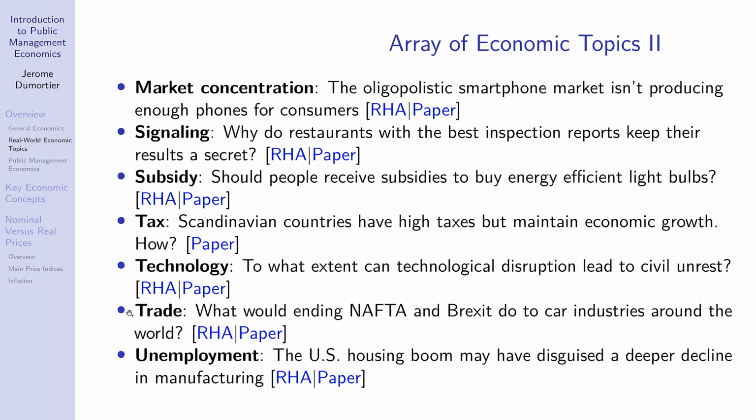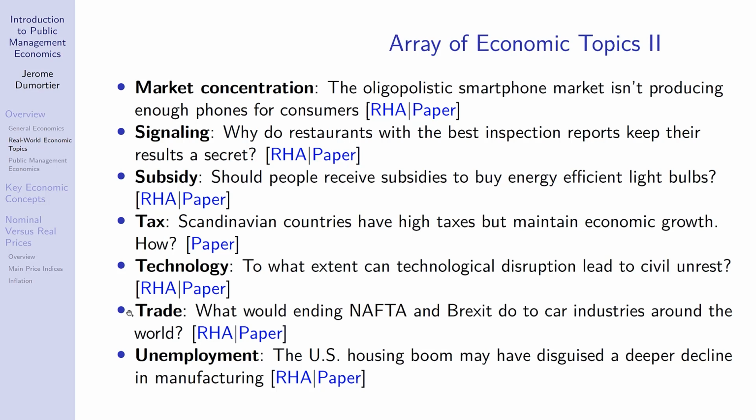They study subsidies, for example, when governments encourage energy-efficient light bulb adoption, and other themes include taxation and its relationship to growth, the role of technology in causing unrest, and the effects of trade policy changes like NAFTA or Brexit on global markets. Finally, unemployment and its hidden dimensions, such as how the housing boom may have obscured manufacturing decline, are central research areas.